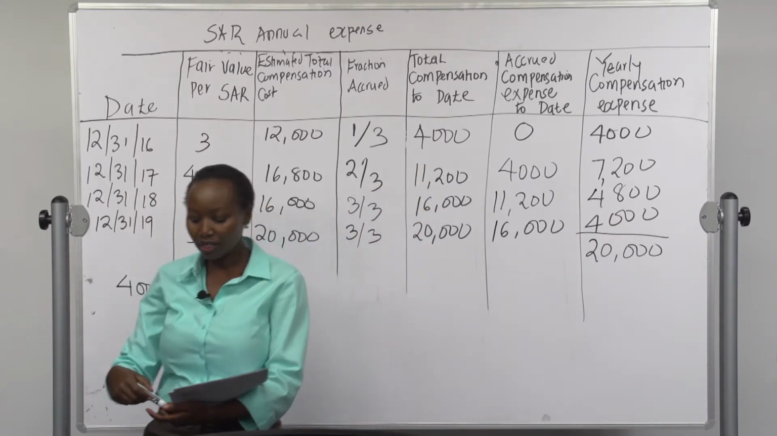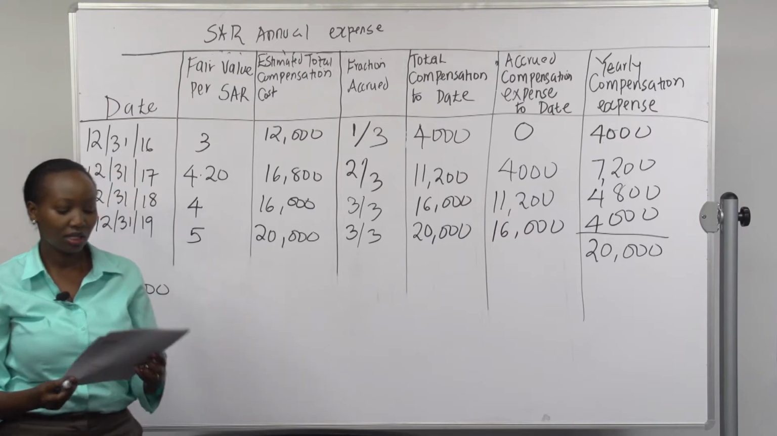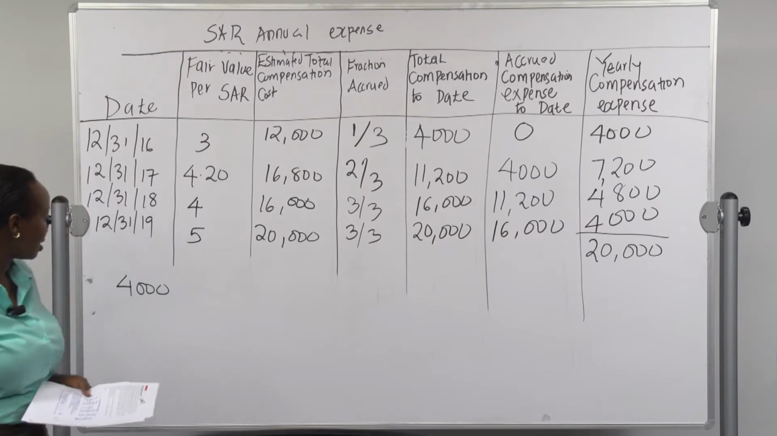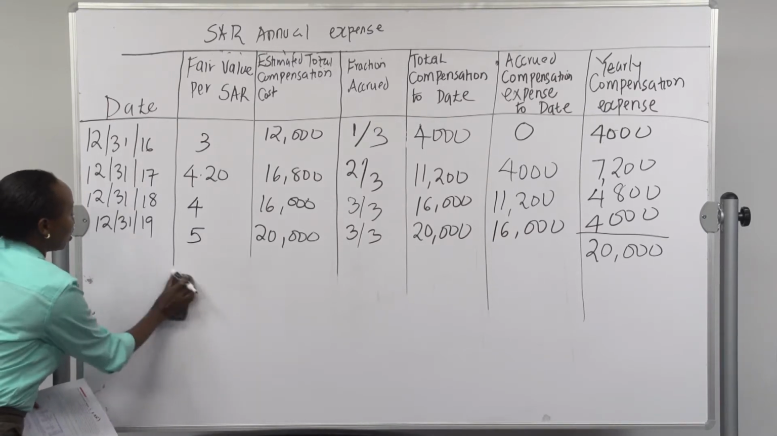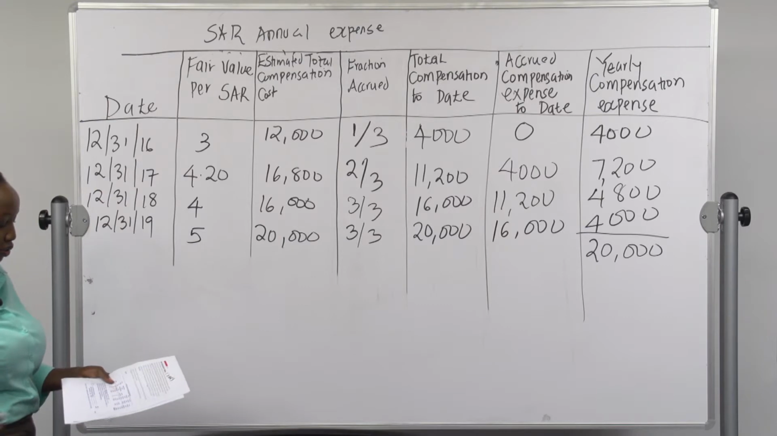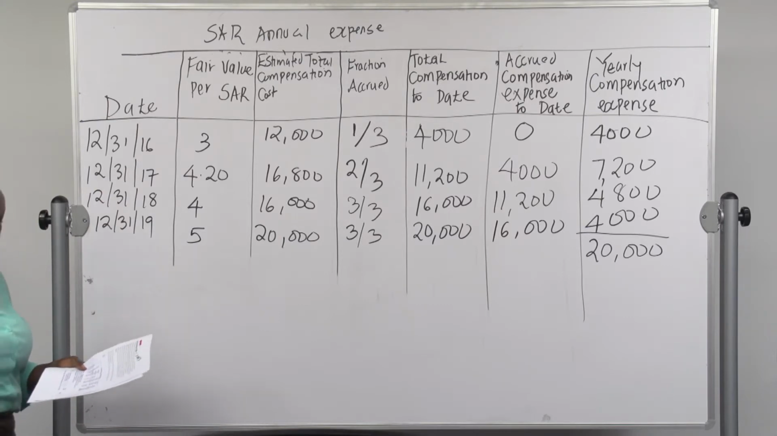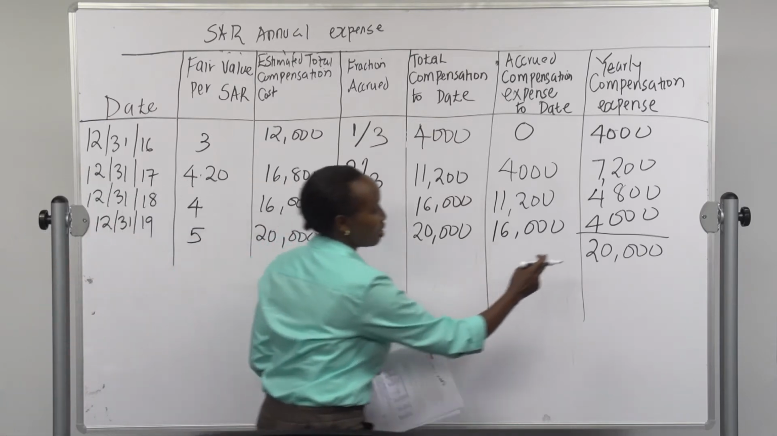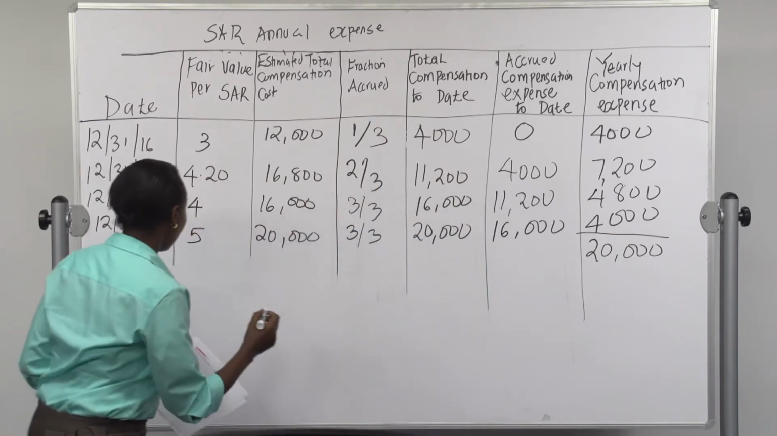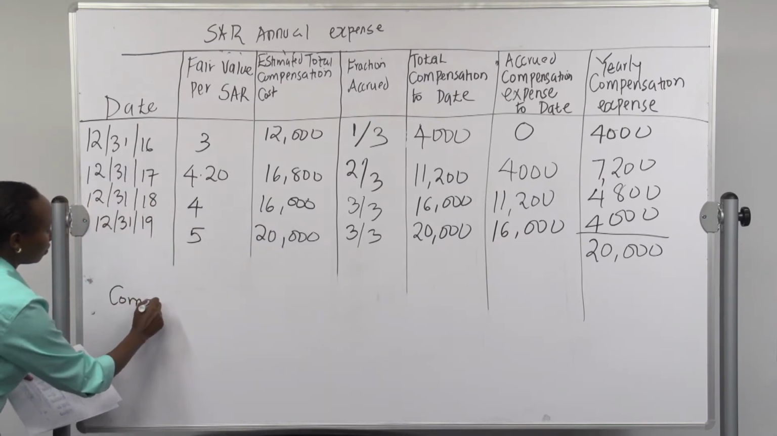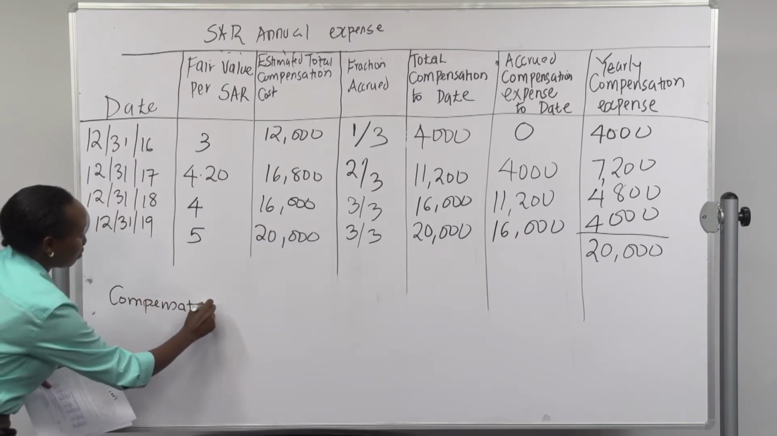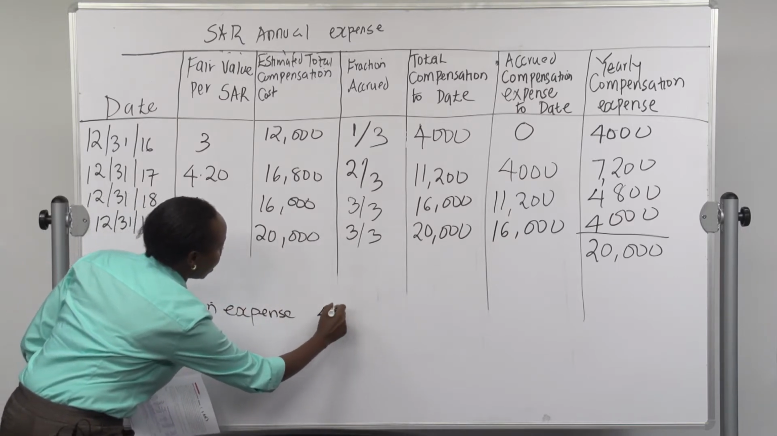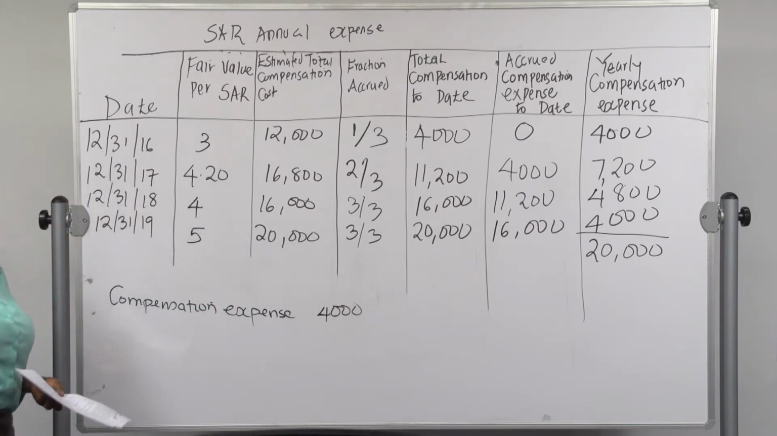Once we have that, now we can do the journal entry. The question asks only for the 2019 journal entry. For the 2019 journal entry, we're going to record the compensation expense. The compensation expense for the last year, for 2019, is the 4,000. So compensation expense is 4,000. And at that time, we pay out cash.